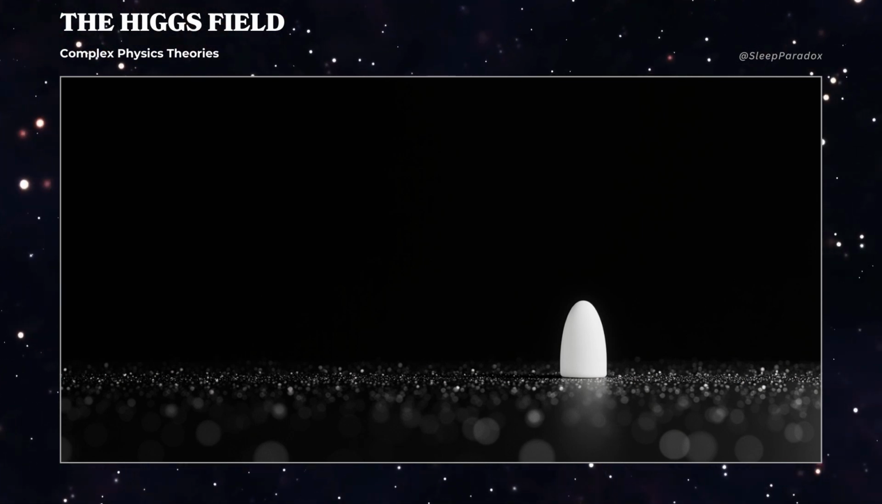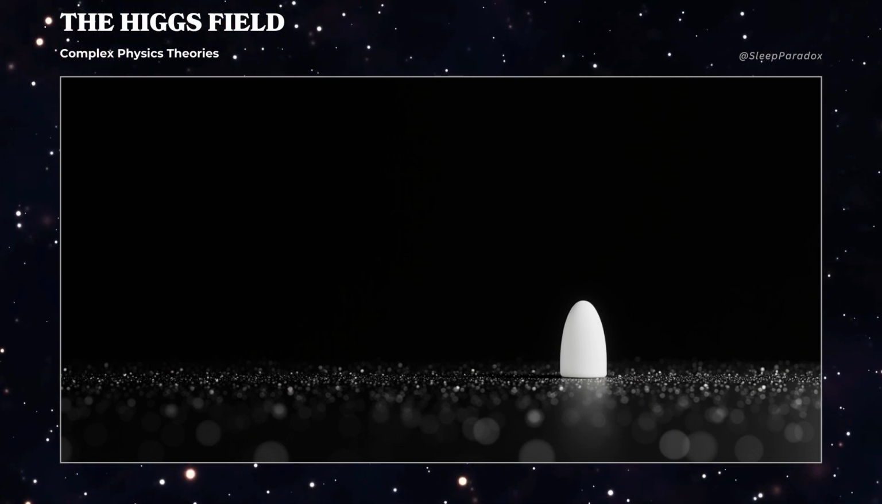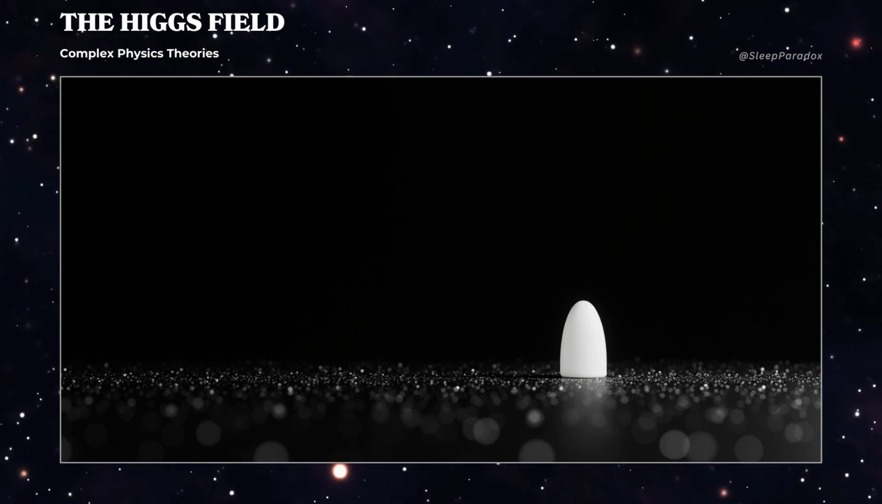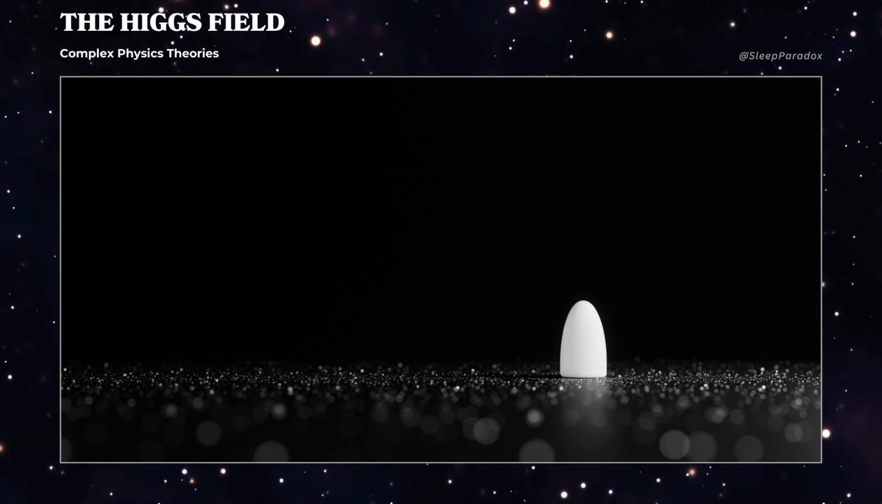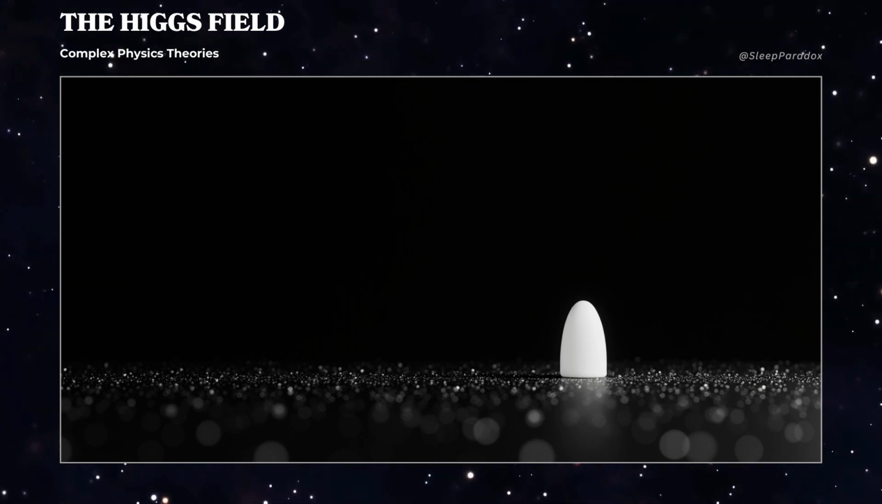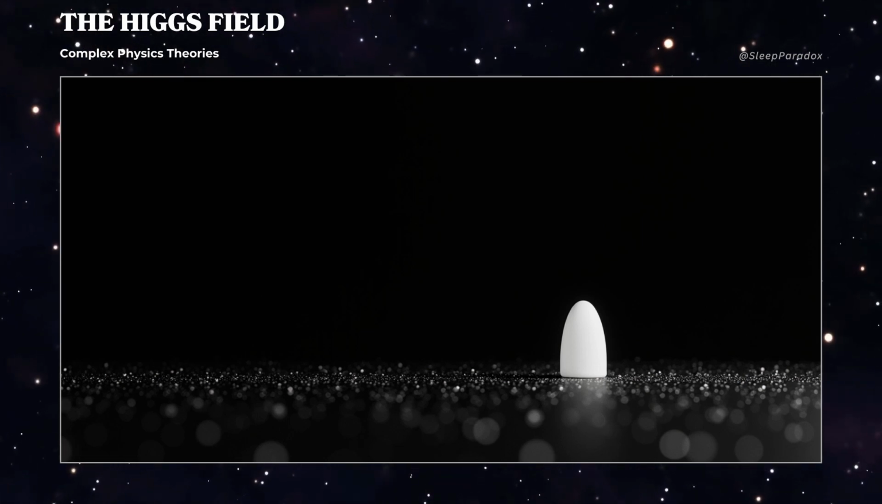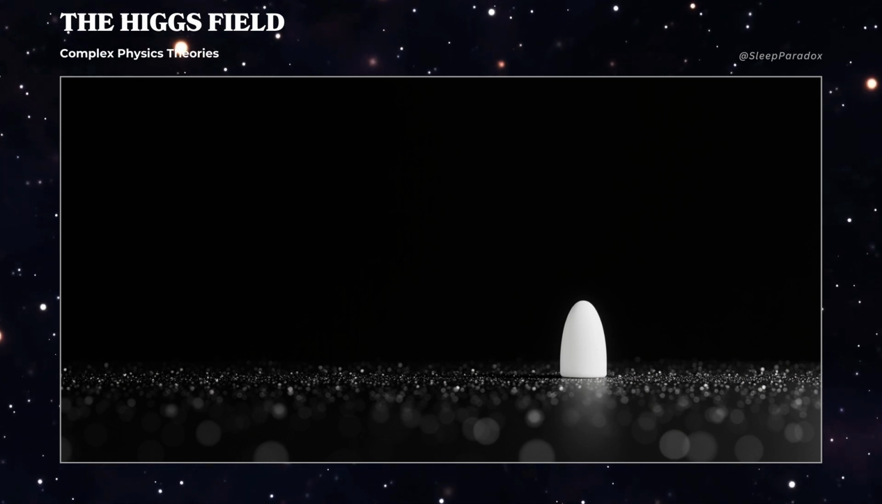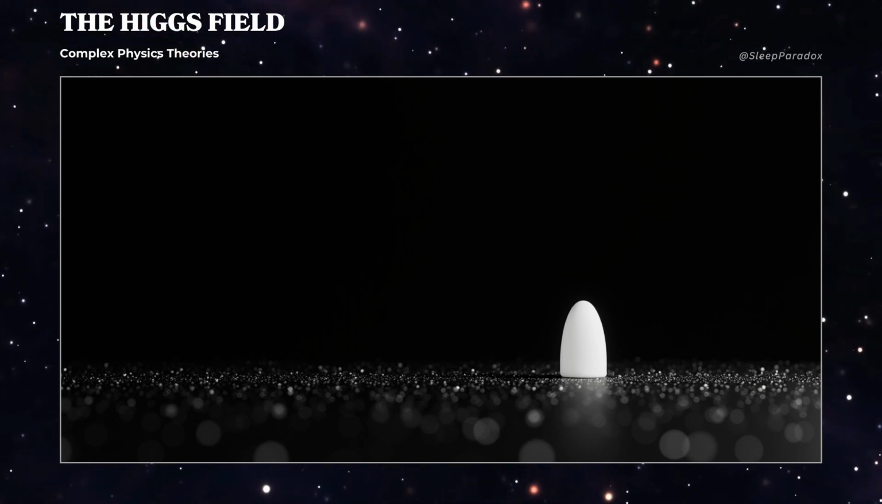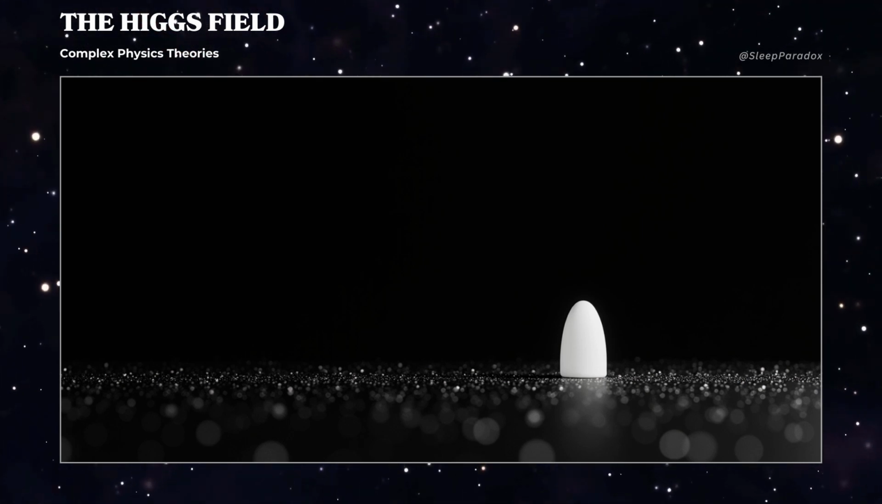Without the Higgs field, particles would zip through the universe at the speed of light, unable to clump together to form the atoms, matter, and ultimately, the diverse structures we see around us. Imagine a universe where the Higgs field didn't exist. It would consist only of light and radiation, without stars, planets, or life as we know it.